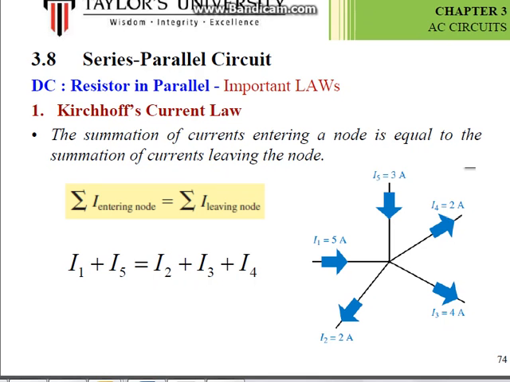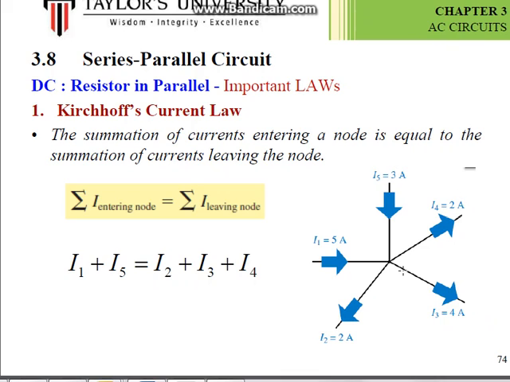Alright. Another law that we know is Kirchhoff's current law. Basically, it says that the sum of current going in is equivalent to the sum of current going out. So, like I said, the node, right? This is like a common node. You just look at this. I1 is going inside, right? I2 is going out. I3 is going out. I4 is going out.